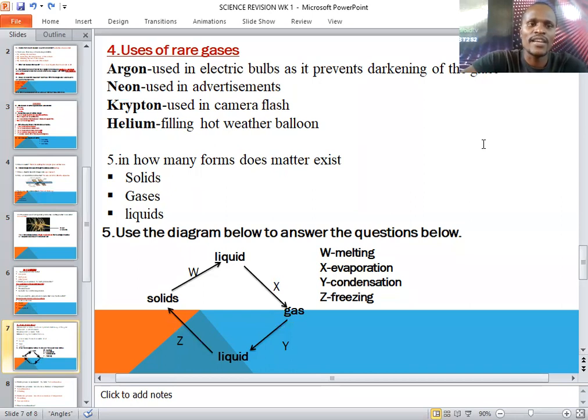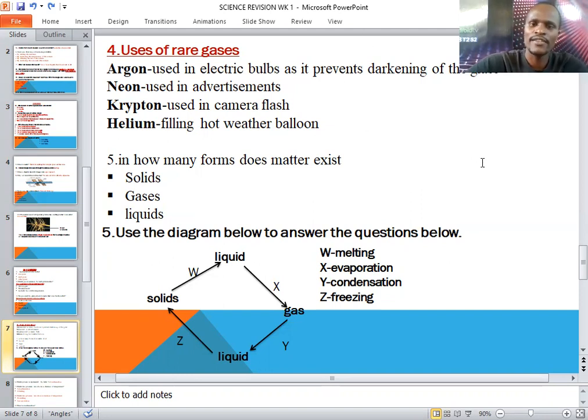Apart from argon, we also have the neon gas, which is used for advertisements. If you go to towns, you will see those billboards, okay? And the billboards look like televisions, they're showing pictures, they're showing writings. So we have the neon gas that is used there for those advertisements. Then we have krypton, which is used in the camera flash. And then we also have helium, which is used to fill the weather balloon. So all those are the uses of the 4 rare gases.